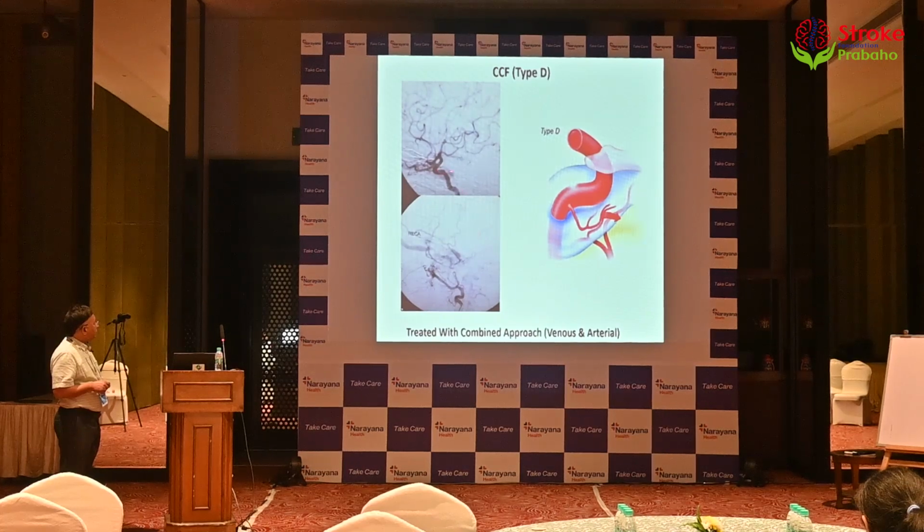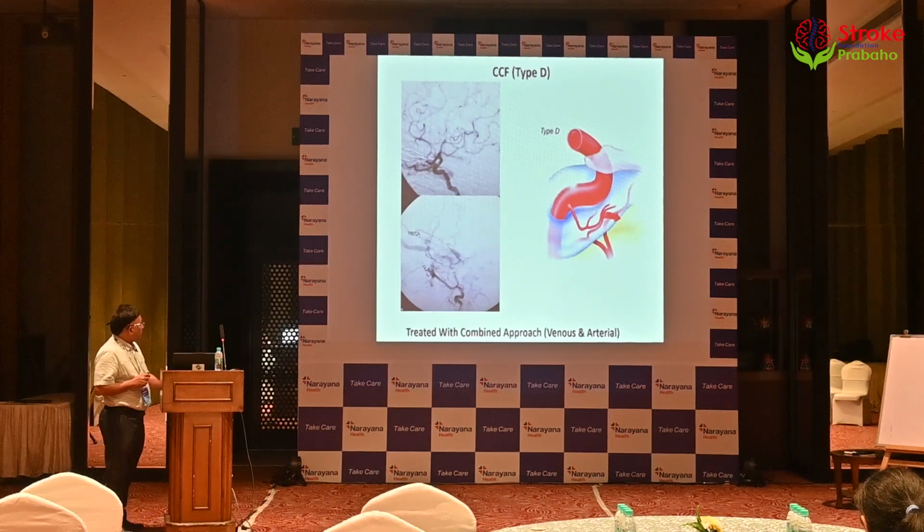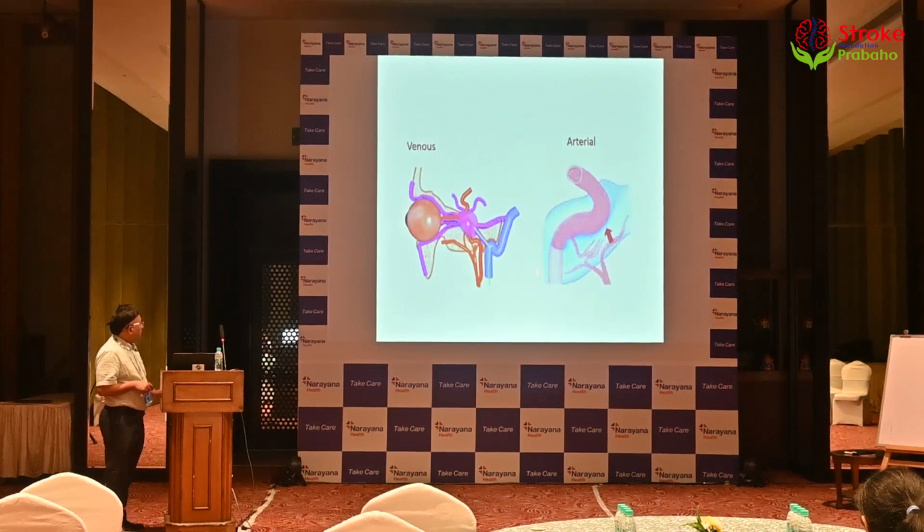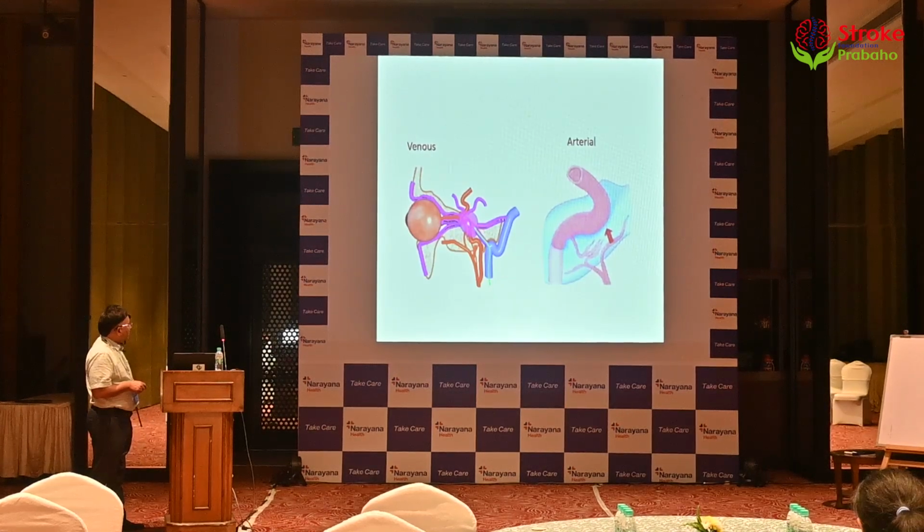Now here we plan for a combined approach, arterial as well as venous. Because in this case, it is very difficult to go to this dural branch to occlude the cavernous sinus. So we thought that we will go through the inferior petrosal sinus and we will go the arterial way through the external carotid artery system. So here we went through the inferior petrosal sinus and we also went through the external carotid artery branches to occlude this fistula.